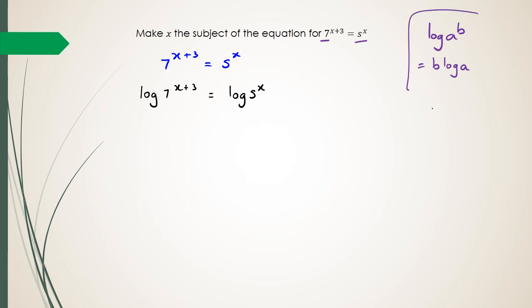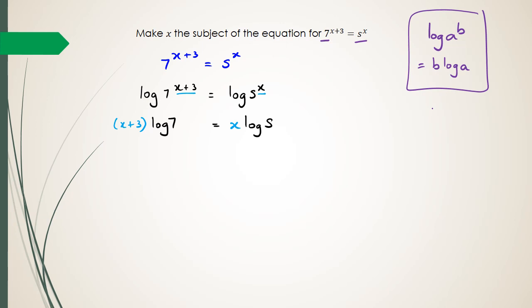And according to this rule here, we can actually write the power in front of the log. For the first one, you've got x plus 3 as the power, so you can write it in front as x plus 3 multiplied by log 7, and that's equal to, once again, you've got x as a power, so you can bring x to the front and write that as log of s. Okay, so once we get this, we need to expand the brackets, particularly the x plus 3.